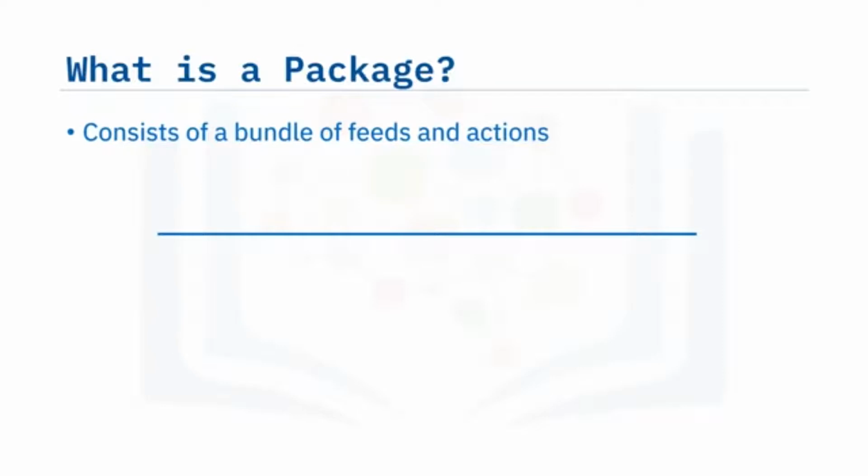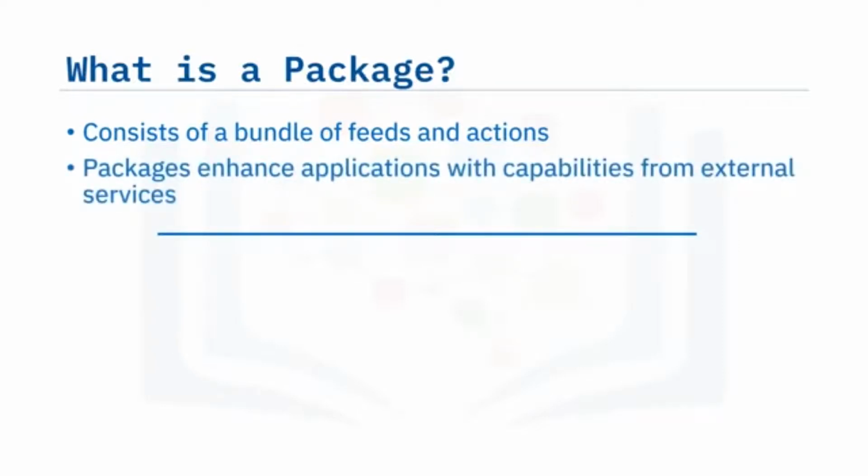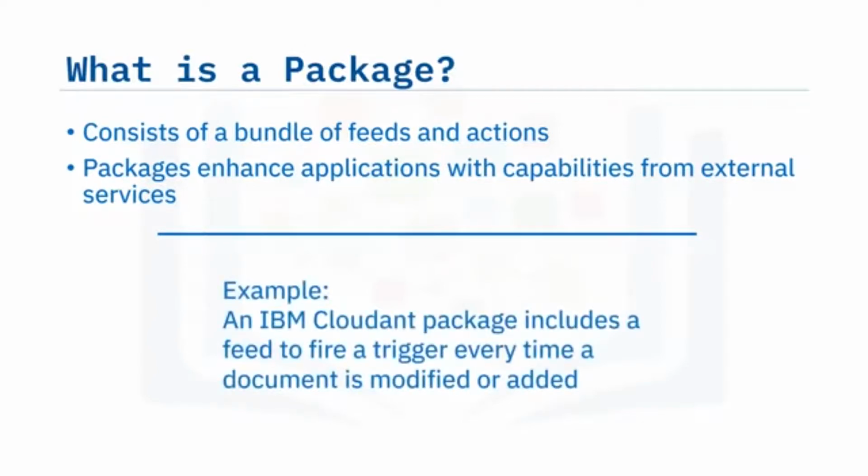An existing catalog of packages offers a quick way to enhance applications with useful capabilities and to access external services in the ecosystem. External services that have Cloud Functions packages include IBM Cloudant, Slack, and GitHub. For example, a trigger created with an IBM Cloudant change feed configures a service to fire the trigger every time a document is modified or added to an IBM Cloudant database.